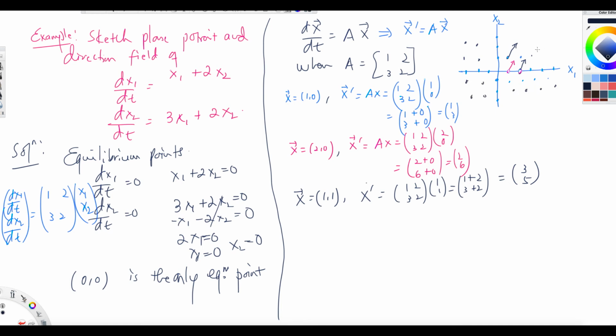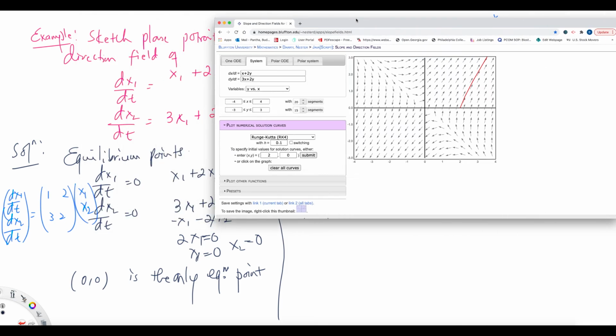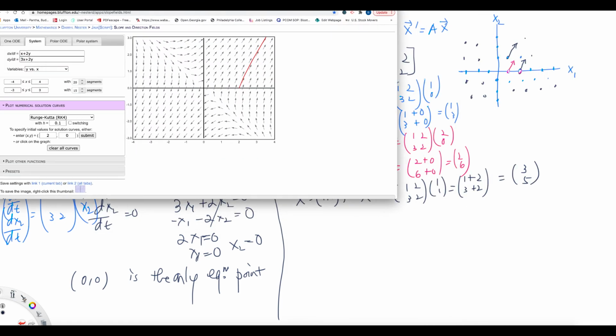Now, this is very tedious to do, but there is software, and that's a good thing. There are online apps, I would say, the same app that I was using when there was only a single differential equation. So I have an app there. This is the website.